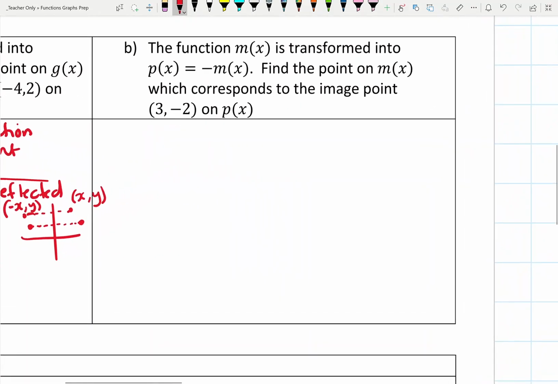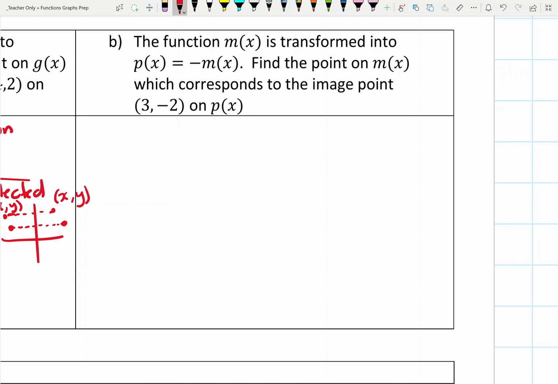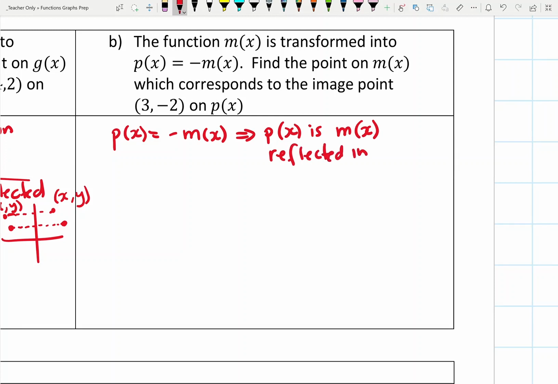Having a look at the second example here, the function m of x is transformed into p of x equals negative m of x. So p of x equals negative m of x tells us that p of x is m of x reflected in the x-axis. So if we have a look at a point here, it's reflected in the x-axis, which means that the x-coordinate will stay the same and the y-coordinate will be negative. So this is x, y. This is going to be x, negative y.